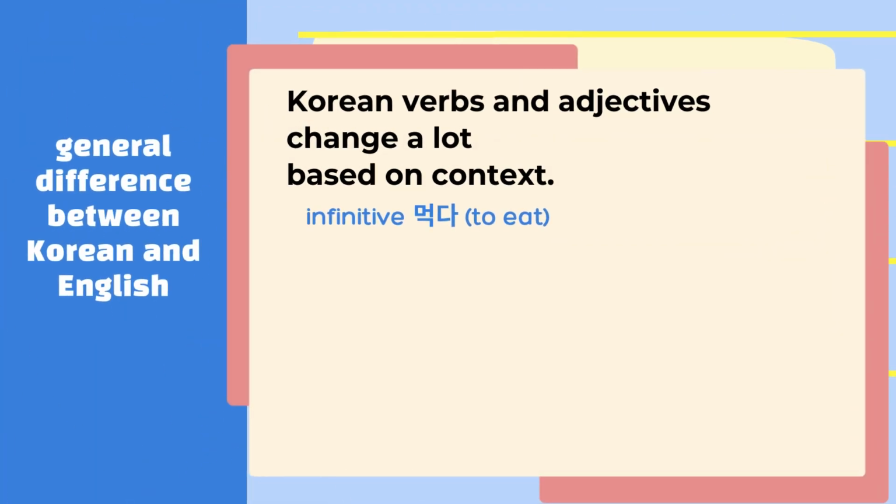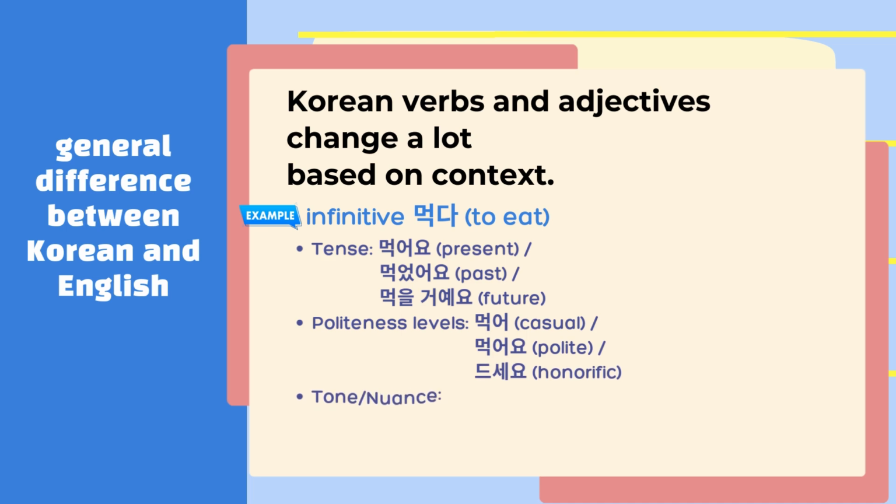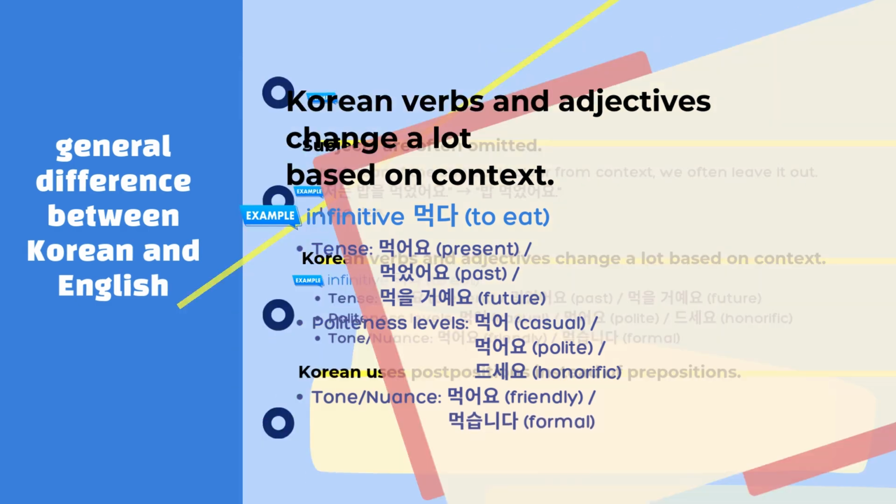3. Verb and adjective endings change a lot. Korean verbs and adjectives change based on tense, politeness, and context. Example. 먹다 is to eat, the infinitive, and we conjugate it like this. In present tense, 먹어요. Past tense, 먹었어요. Future tense, 먹을 거예요. If you're speaking casually, you might say 먹어, but if you're being really polite, you'd say 드세요. Unlike English, Korean has many levels of politeness.